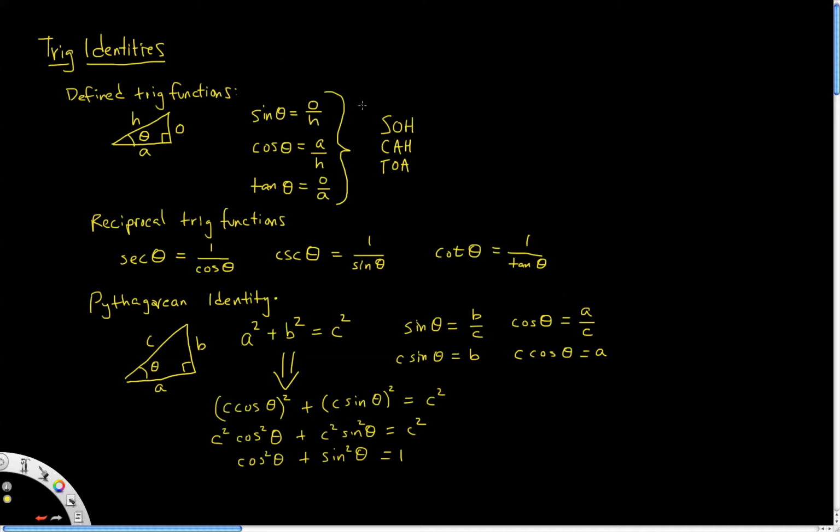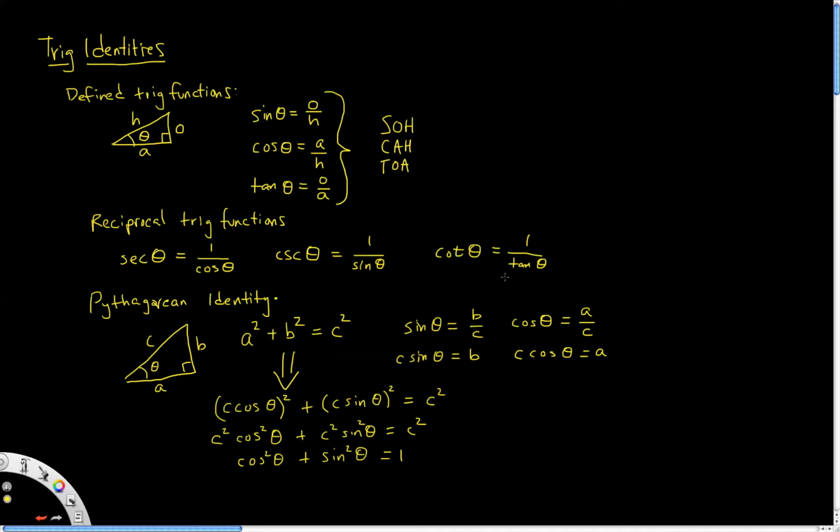After we got done looking at those three definitions, we looked at what are called the reciprocal trig functions. And those are going to be secant theta, cosecant theta, and cotangent theta. And they were defined this way. Secant theta is 1 over cosine theta, cosecant theta is 1 over sine theta, and cotangent theta is equal to 1 over the tangent of theta.